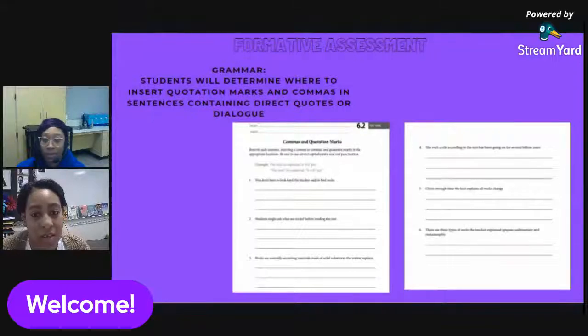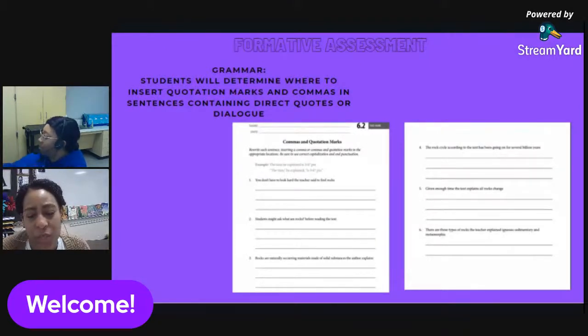Because this is what they need to know. What they're going to do in our formative assessment is basically they're given sentences or direct quotes from their text that they're reading, and they're going to need to properly punctuate these direct quotes from the reading. And so that is their assessment.